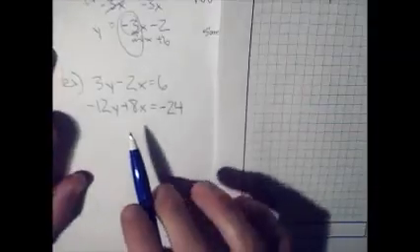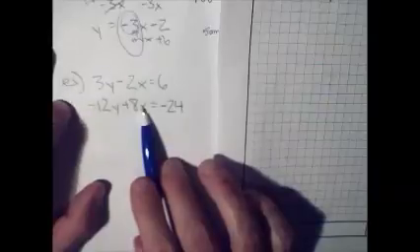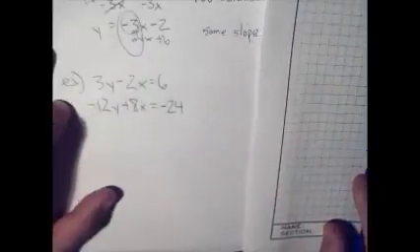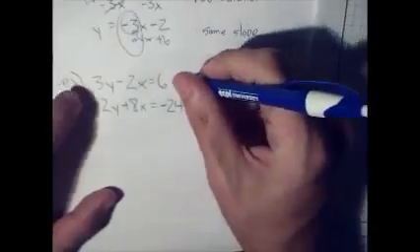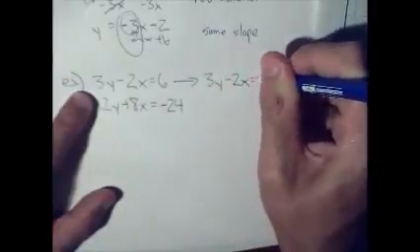For our next example, we've got the same thing. We've got two equations. What I'm looking for is the point of intersection, where these two lines cross. Look at each equation separately. Let's take the top equation, negative 2x plus 3y equals 6.